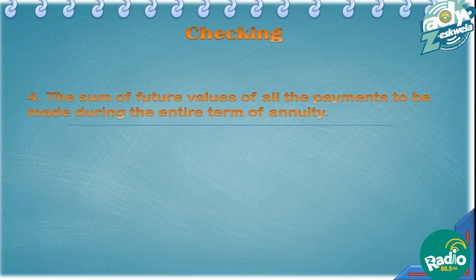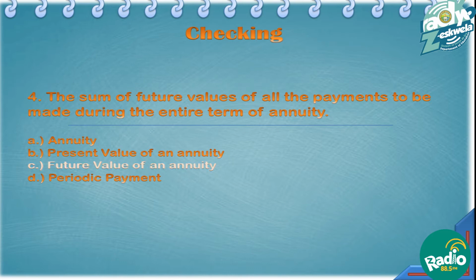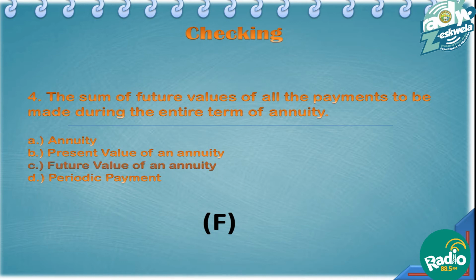Number 4. The sum of the future value of all the payments to be made during the entire term of an annuity. The correct answer is future value of an annuity. This is another terminology of annuity and is represented by capital letter F.